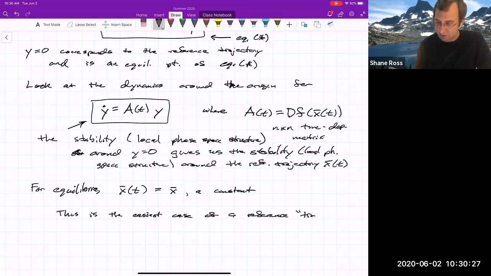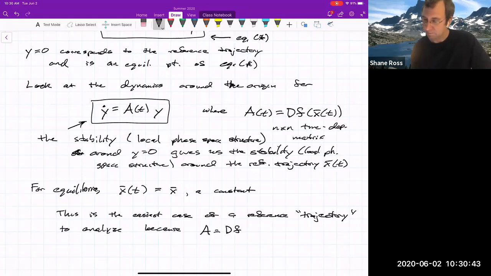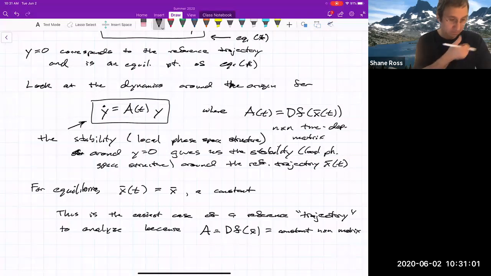You might even put trajectory in quotes, because how is an equilibrium point a trajectory? It's the easiest case of a reference trajectory to analyze, because A, which is df, the Jacobian evaluated at x bar, is not a function of time anymore. So this is a constant n by n matrix, which is a nice simplification.